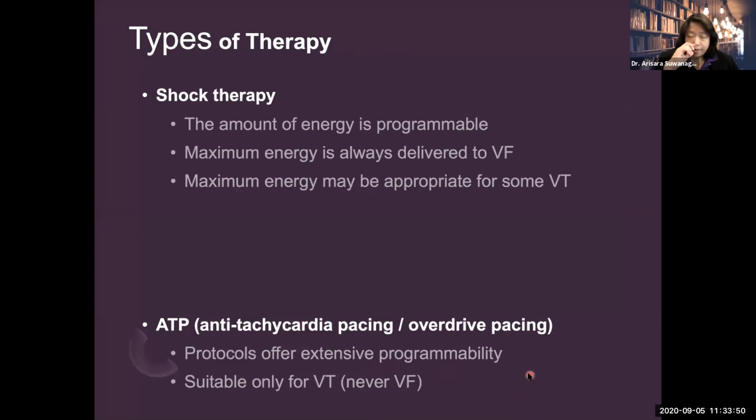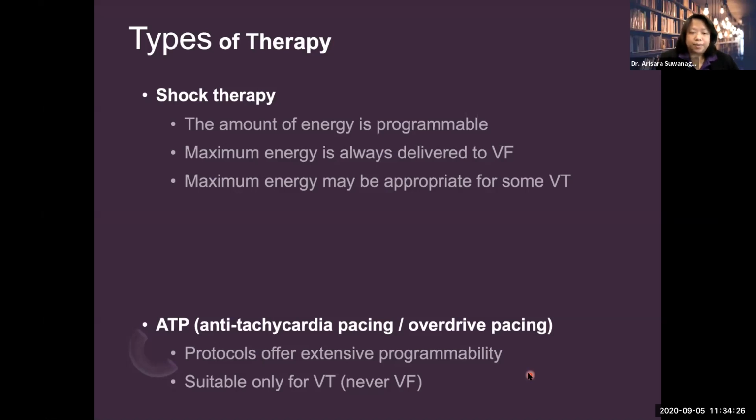Talking about therapy, there are 2 kinds of things for the ICDs. The ICD can shock, of course, because of the name, it's a defibrillator. And it has the base of a pacemaker too, so it can overdrive pace as well, which we call anti-tachycardia pacing. For the shocking therapy, the amount of energy can be programmed, and the maximum energy is always given to the VF zones.